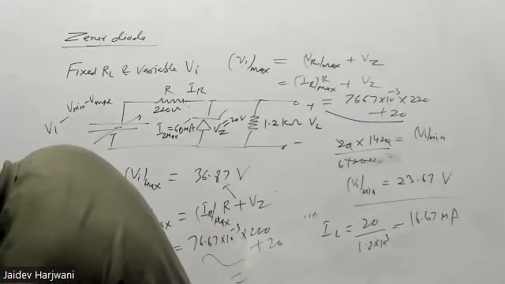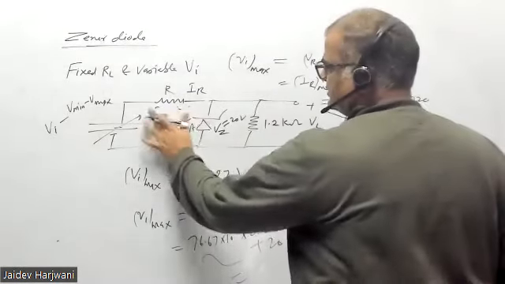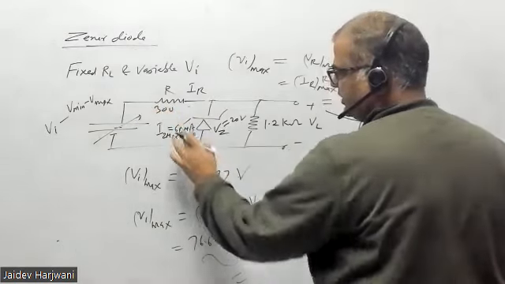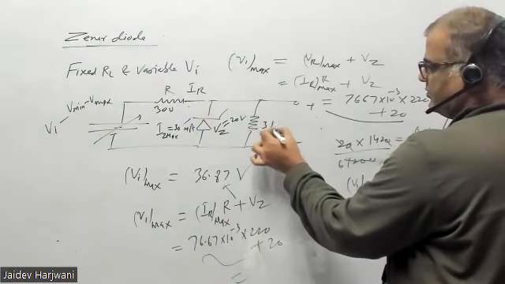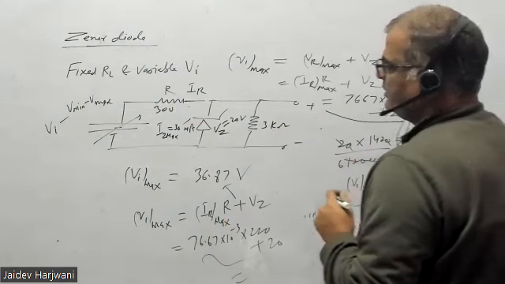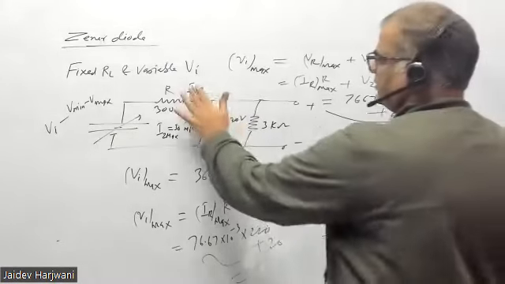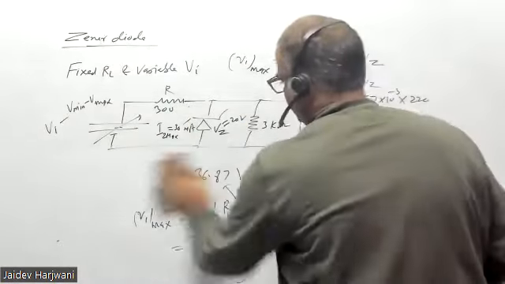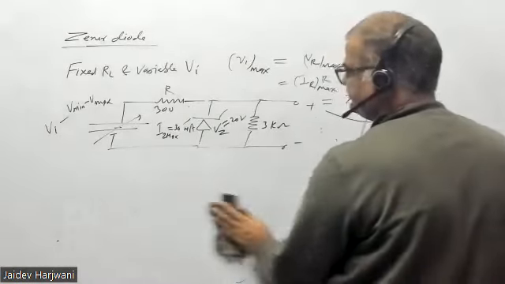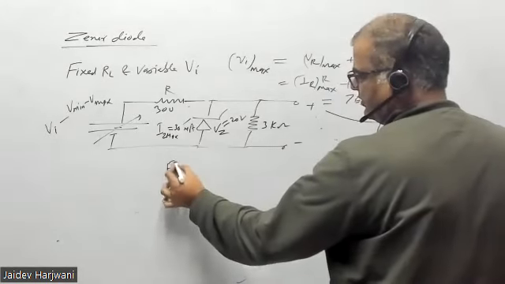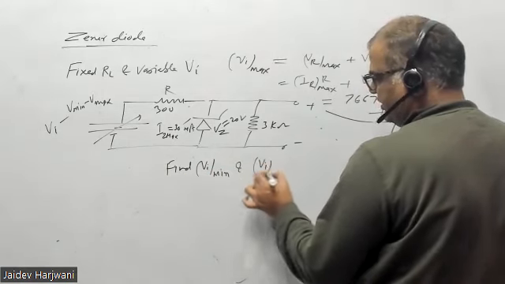So I'm giving you one homework based on the same question. Let us say R is now 300 ohm, IZ max is 30 milliampere, and RL is 3 kilo ohm. Find VI minimum and VI max for this question.